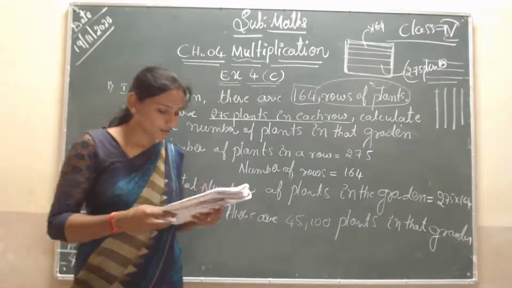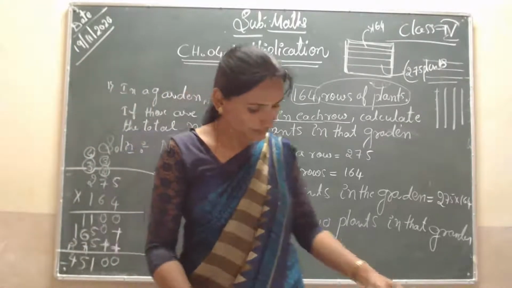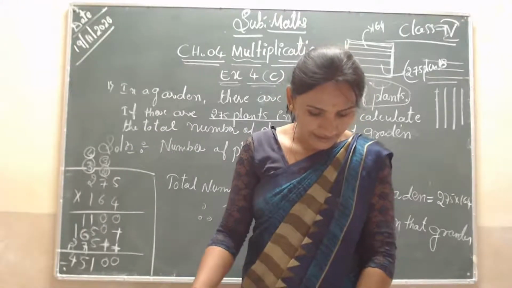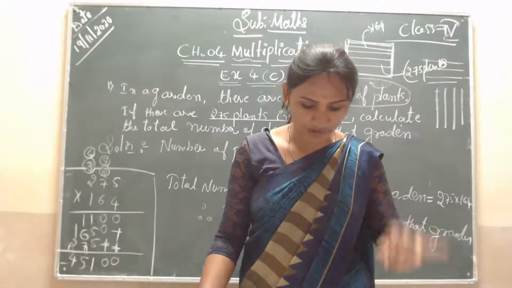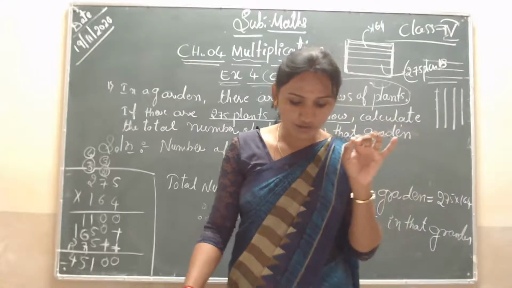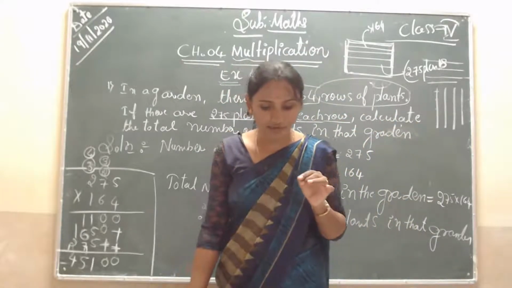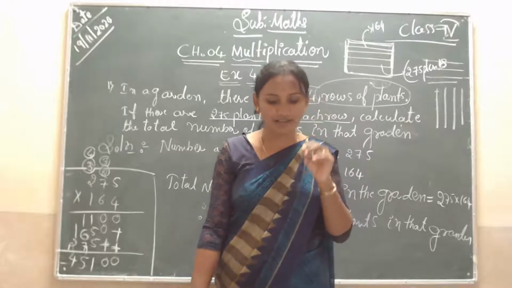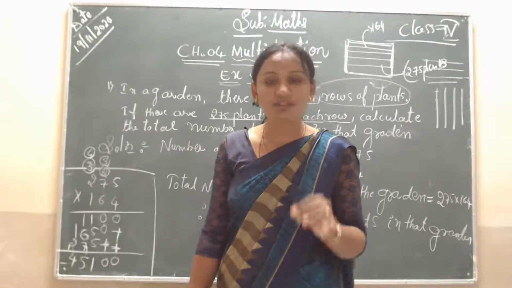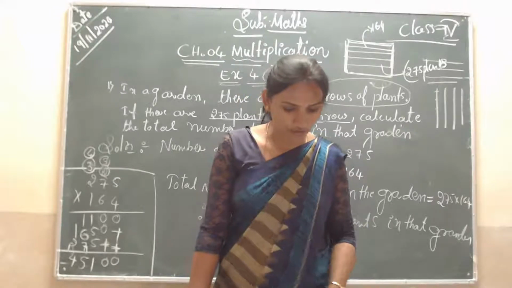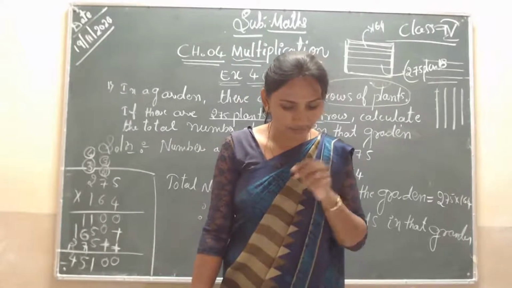Yes, students. So next question. The second one is very easy, because I will give it as homework. The cost of a pair of shoes is 975. What will be the cost of 173 pairs of shoes? Okay, this is very easy. So now I will solve the next question, the third one.